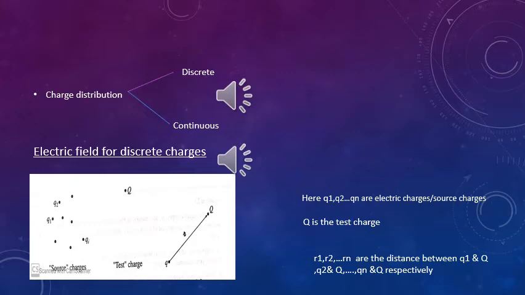Now going to the diagram, for discrete charges, a number of point charges are shown, or the source charges, that is q1, q2, etc. And here we have a capital Q, which is a test charge. The distance between the small q and the test charge is small r. Here it is mentioned the point charges q1, q2, up to qn are the electric charges or the source charges, whereas the capital Q is the test charge. The distances r1, r2, up to rn are the distances between the small q's and capital Q. That is, r1 is the distance between small q1 and capital Q, whereas r2 is the distance between small q2 and capital Q, and similarly rn will be the distance between small qn and capital Q respectively.